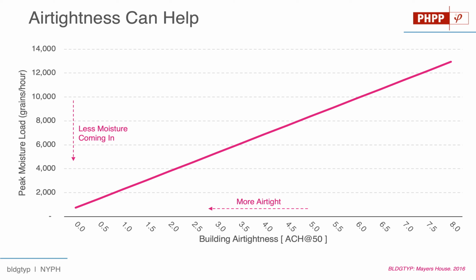Here we're measuring peak moisture load in grains of moisture per hour. A grain is a silly old time unit for measuring moisture. It's like, I don't remember, 1/7,000th of a pound or some such nonsense. Anyway, it's just an old-fashioned measurement of moisture. So you can see here clearly the moisture load reducing significantly as we increase the airtightness of the building. As we move from a very leaky envelope towards a very airtight envelope, we're going to reduce the amount of moisture leaking in significantly. So airtightness can definitely help.